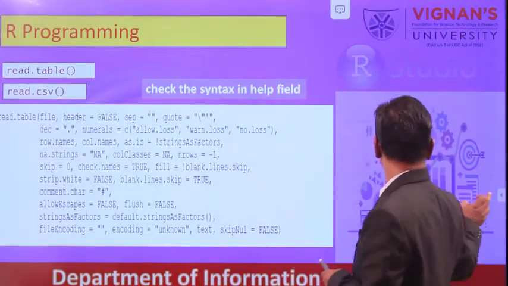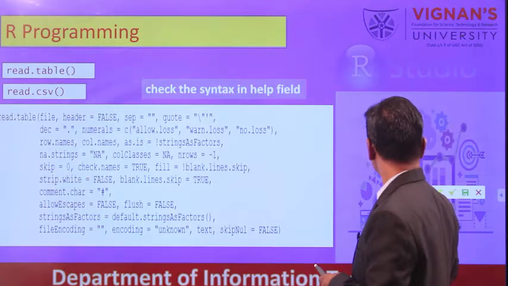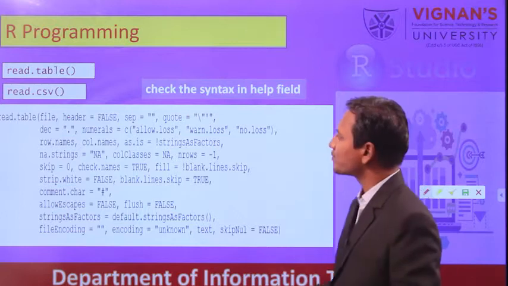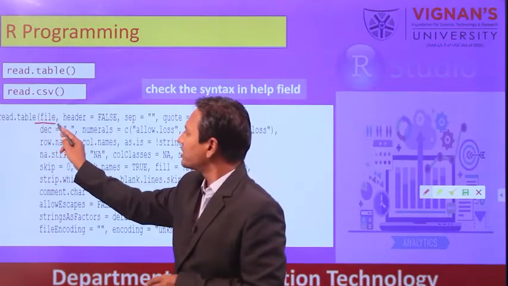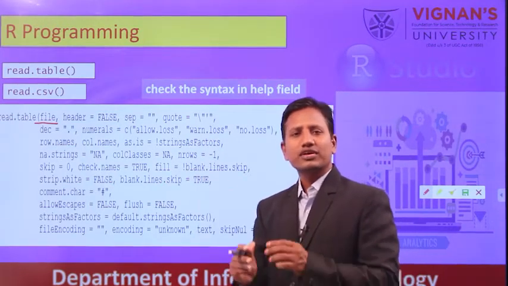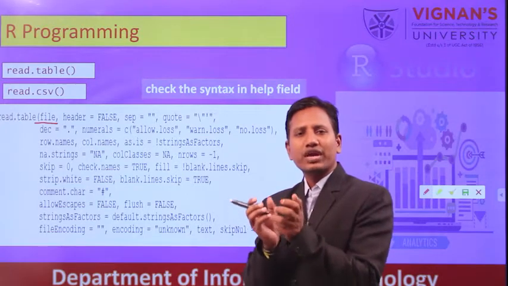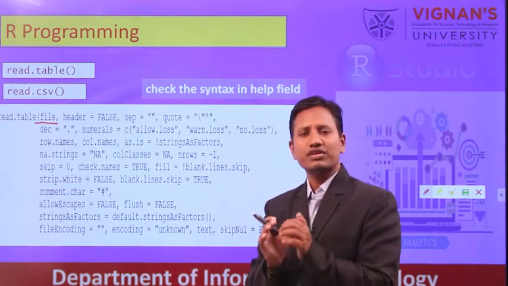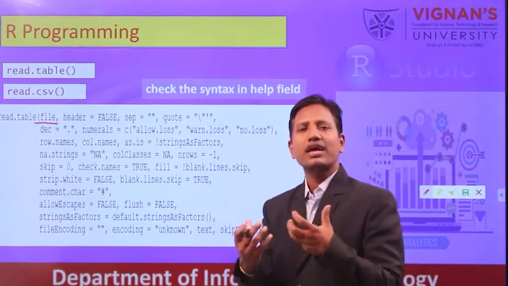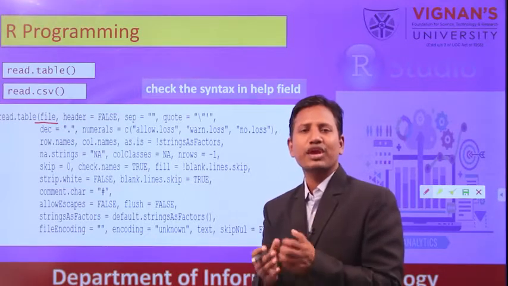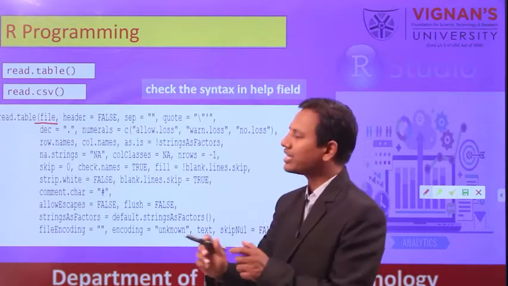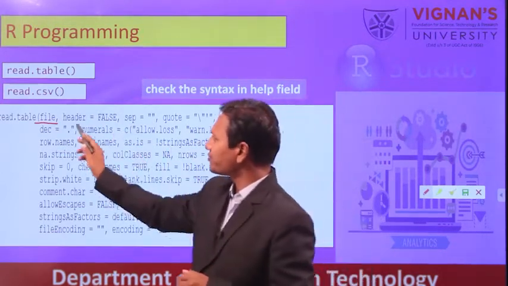If you observe this syntax, the first argument is file. This tells us the file name where our data is stored. As I told you, for example, if we have taken the bank employees data, that data we might have stored as employee data.csv. That file we have to give here.